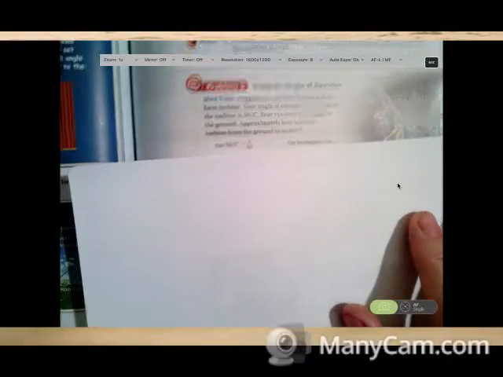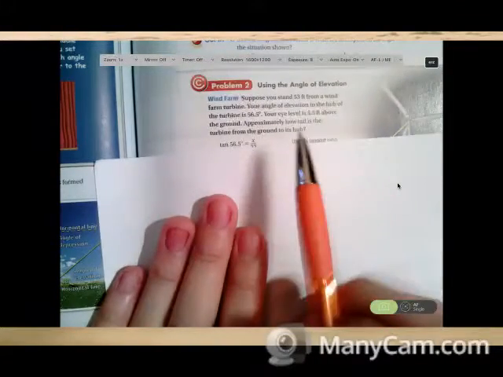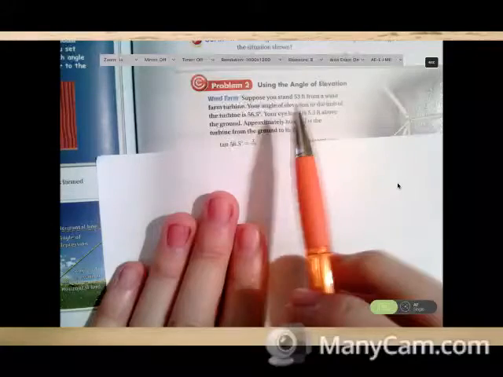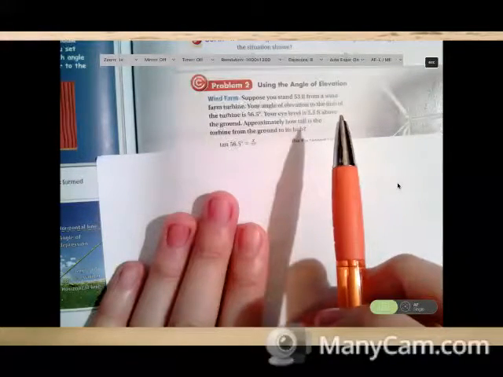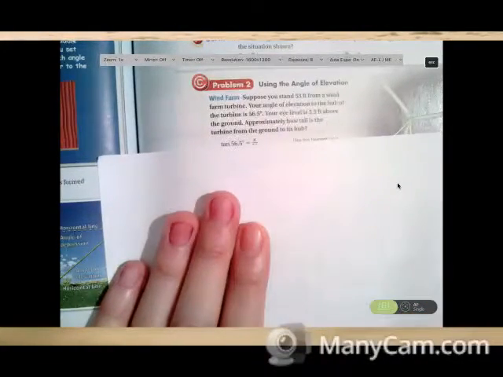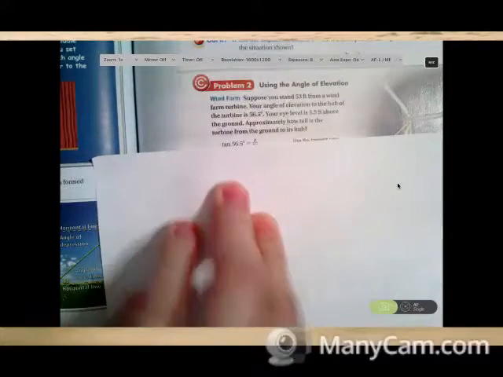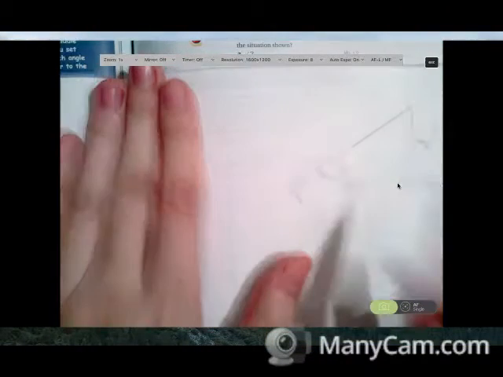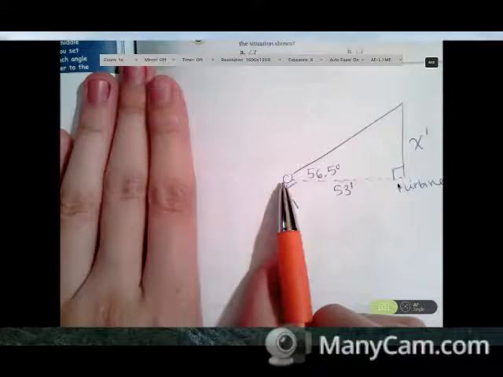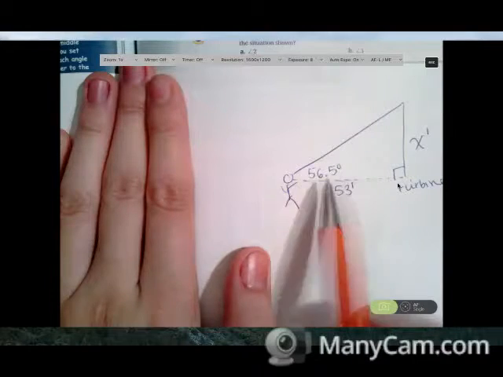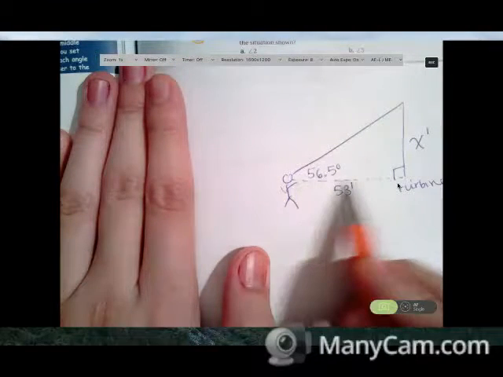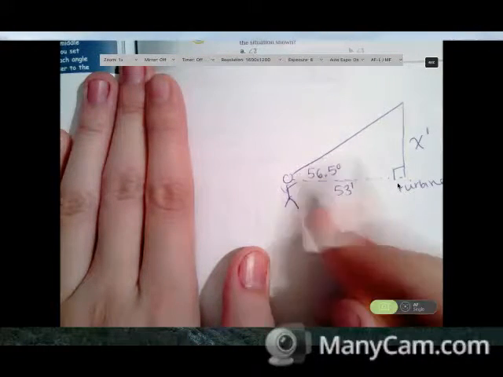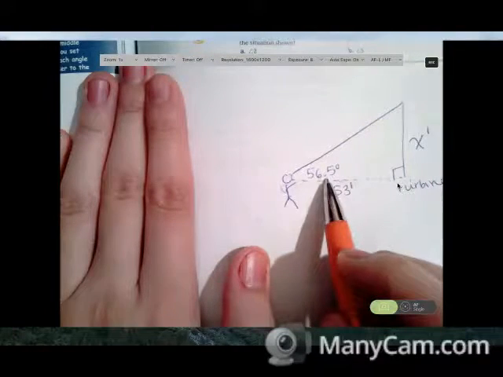Alright, so problem 2, wind farm. Suppose you stand 53 feet from a wind farm turbine. Your angle of elevation to the hub of the turbine is 56.5 degrees. Your eye level is 5.5 feet above the ground. Approximately how tall is the turbine? So you can see here that if I'm standing here, my angle of elevation, as we saw, the horizontal line is at the bottom, and you form the angle up here. So you've got 56.5 degrees.